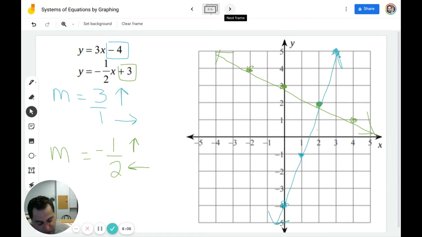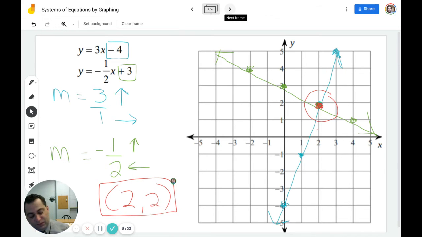We look to see where those lines intersect, and it's right here, which is at 2, 2. Let's take a look at another one.